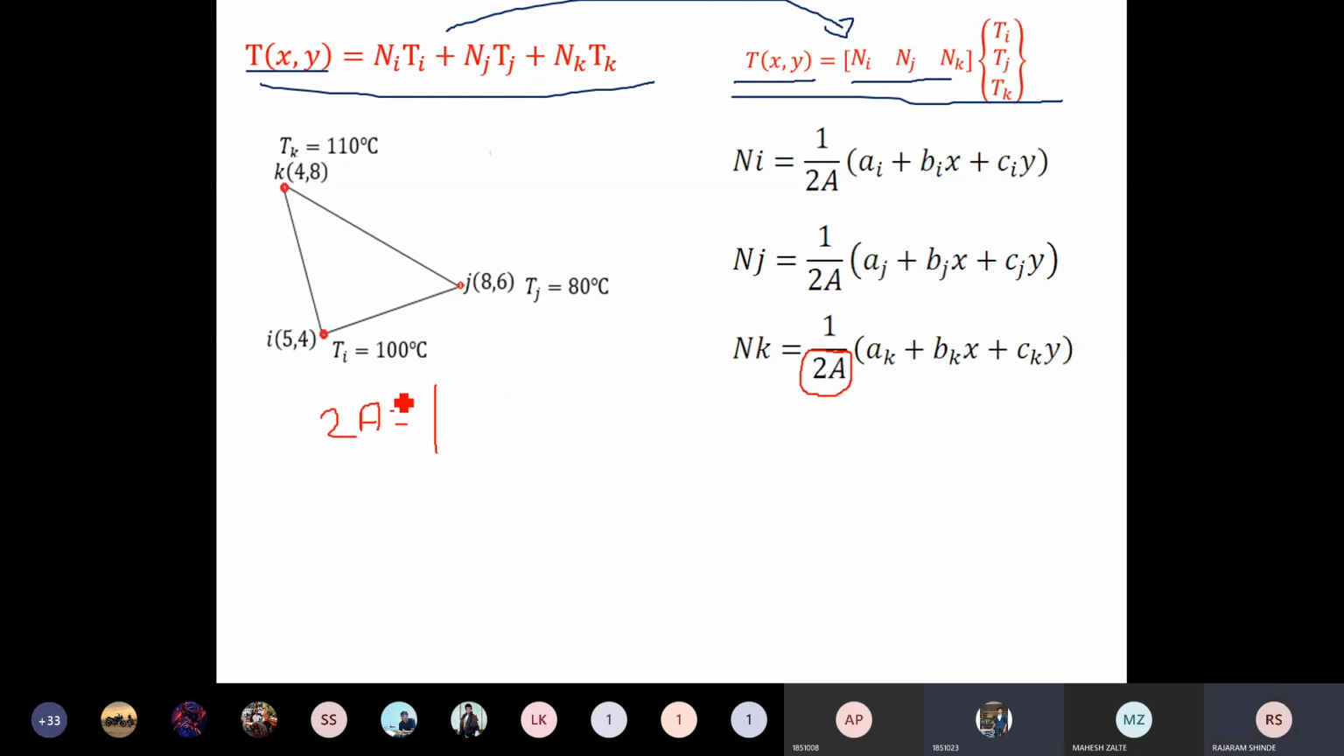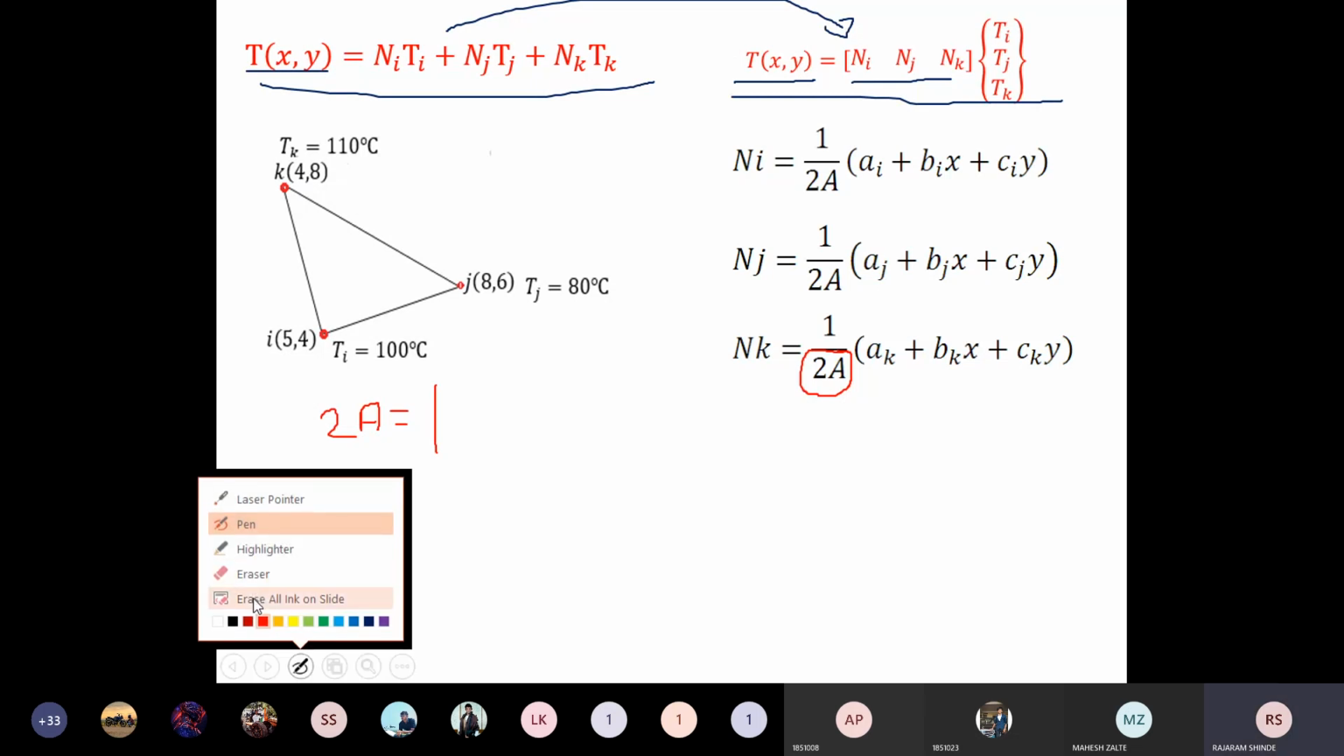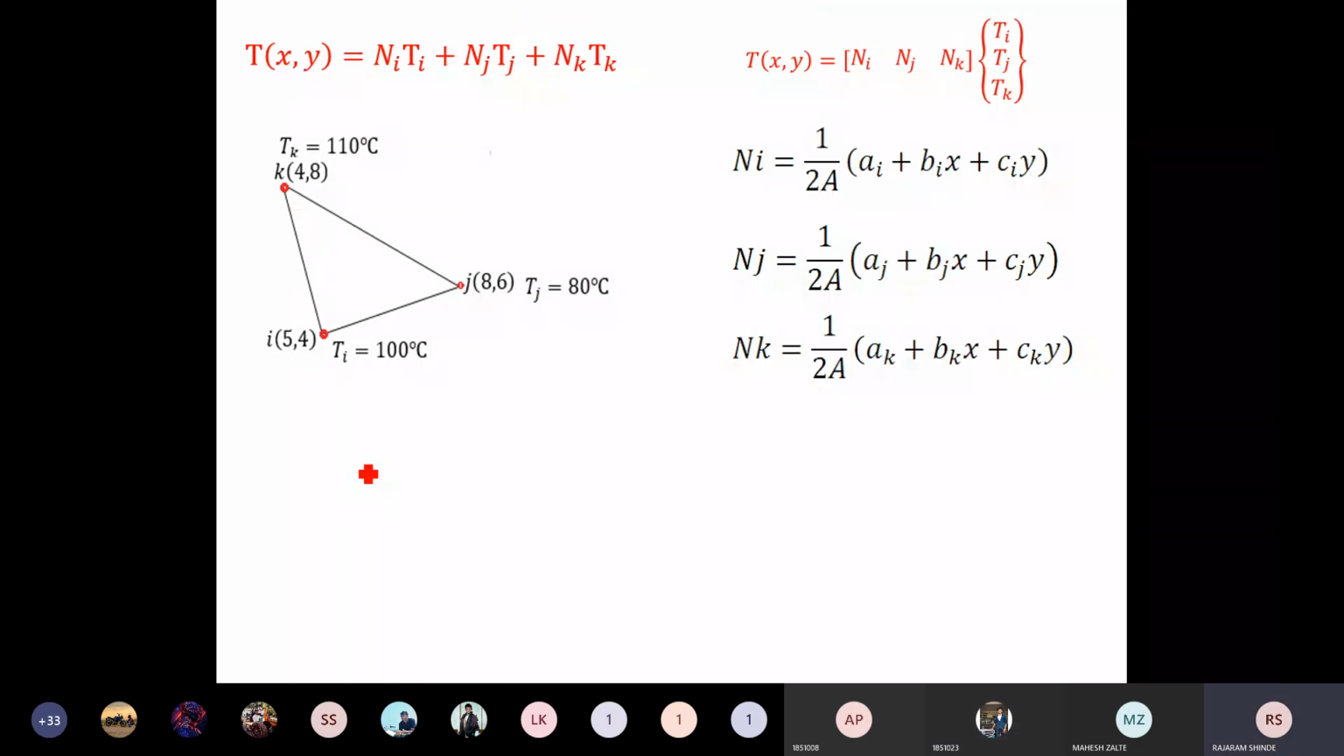Determinant of the matrix formed by coordinates. Okay, now see here, 2A is 2 into area of the triangle. 2 into area of the element is the determinant of 1 xi yi, 1 xj yj, 1 xk yk. It is not new for you. Every time we have to do the same calculation.